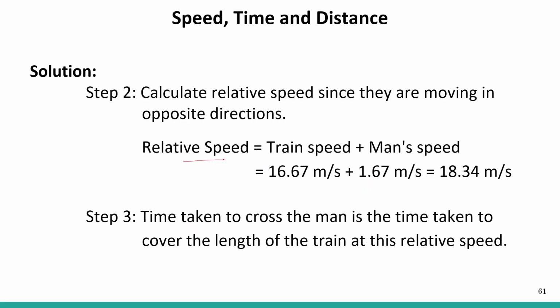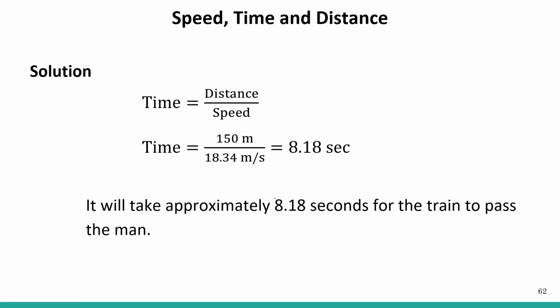Okay. So relative speed will be what? 16.67 meter per second plus 1.67 meter per second, that is approximately 18.34 meter per second. So time taken to cross the man is the time taken to cover the length of the train using the relative speed. So it will be what?